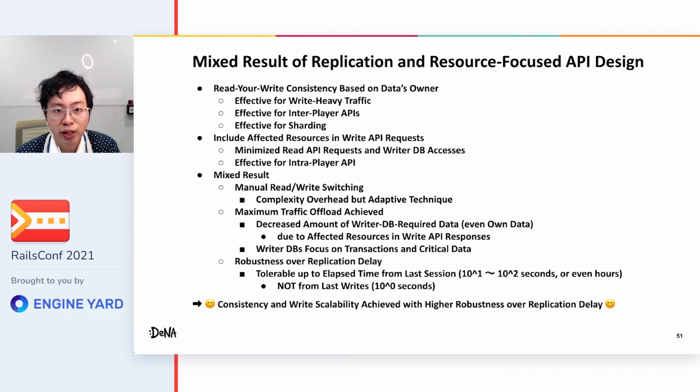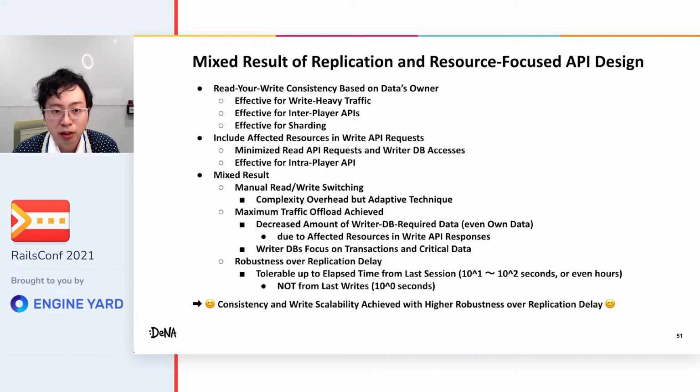This slide explains the summary of the mixed result of replication and resource-focused API design. On the one hand, read-write consistency based on data's owner is effective for write-heavy traffic, inter-player APIs, and sharding. On the other hand, including affected resources in write API response is effective for minimizing read API requests and writer database accesses. Also, it is effective for intra-player API.